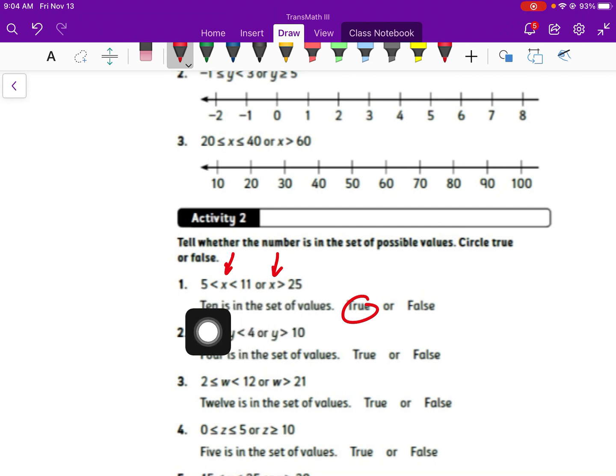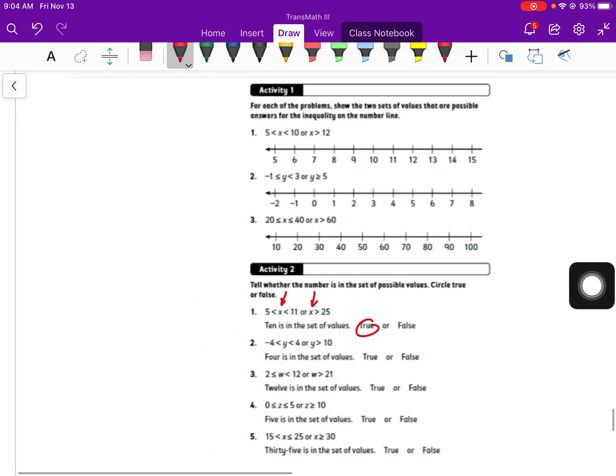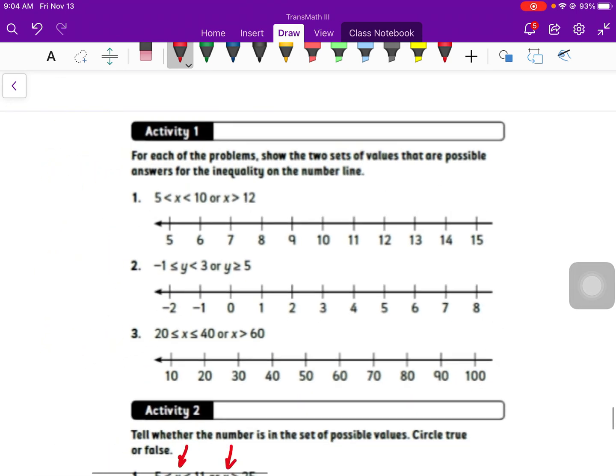You will circle false if neither of them are true. So in this case, if I had said 15 is in the set of values, well, 15 is not less than 11, so it doesn't work there. 15 is not greater than 25, so it doesn't work there. So that's when you would circle false. All right, so pause the video, work those out, and then see how you did.